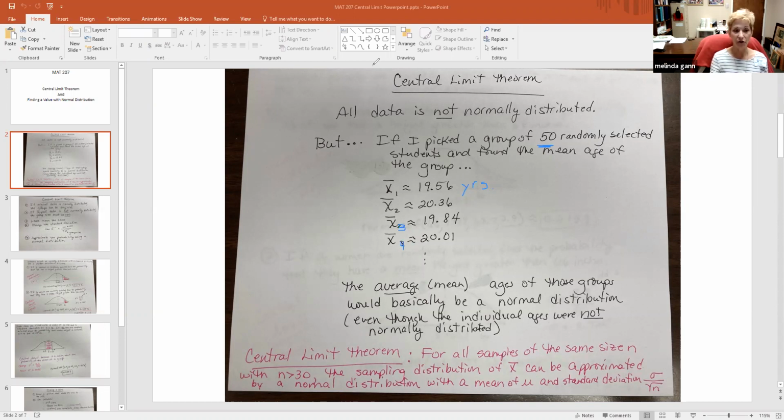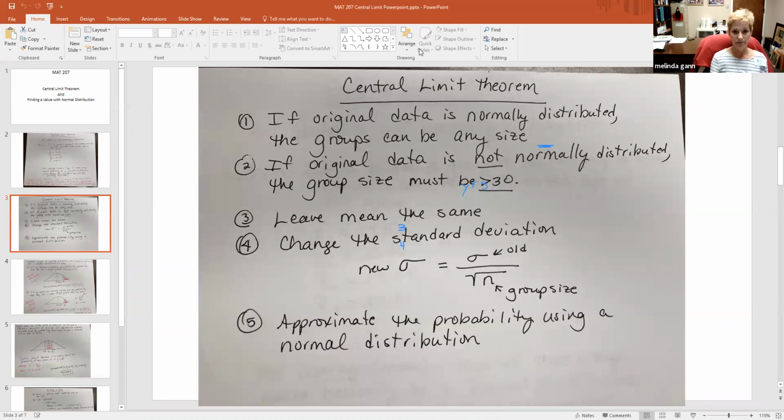All right, I'm going to show you the requirements and do one. Here's the actual requirements. It's two different things. If you know the original data is normally distributed, like IQ scores or men's heights or women's weights, the groups can be any size. There can be 3 in your group, or 300, or 50, or 2, okay? But for the group size to be any size, you've got to know that the original data for individuals is normally distributed. If the original data is not normally distributed, then your group size has to be bigger than 30.